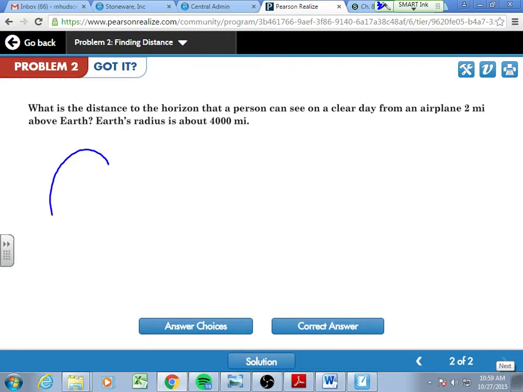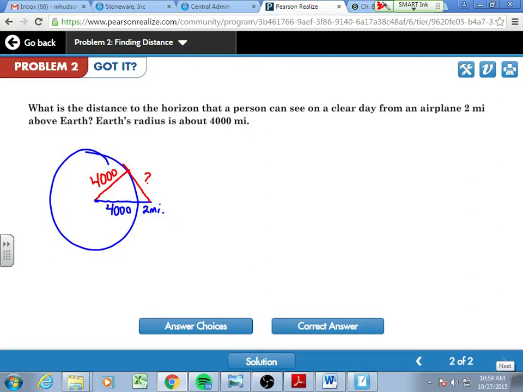So if we're drawing a sketch, the distance to the horizon that a person can see on a clear day from an airplane 2 miles above the Earth. So I'm going to go ahead and come out this way and say this is 4,000 miles. Not to scale, here's 2 more miles. We want to see how far they can see. And this we're saying touches. Sometimes it's hard to draw tangent lines because it has to be very particular. And we also know this to be 4,000.